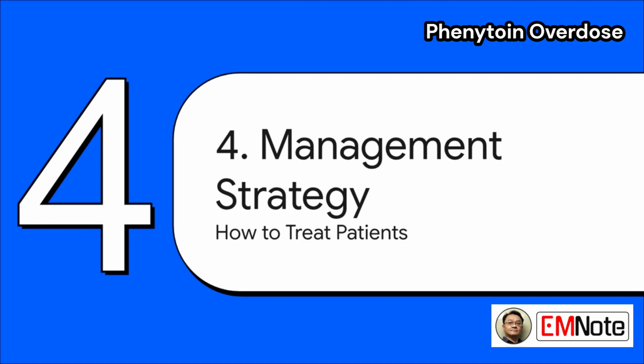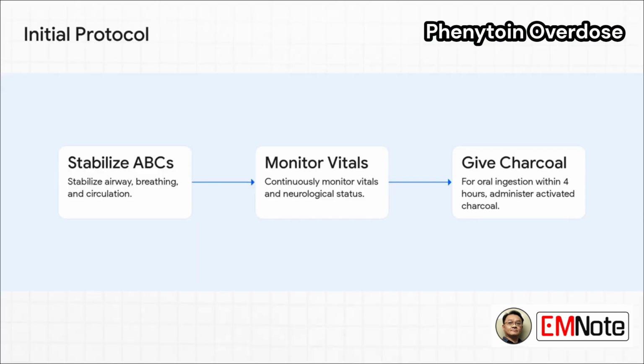Okay, so you have a patient with an overdose. How do you manage them? Let's walk through the treatment strategy. Management is mainly supportive care. So you start with the ABCs, stabilize their airway, breathing, and circulation. Then get them on continuous vital signs and neurological monitoring.